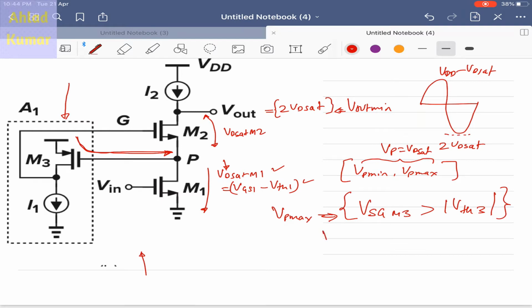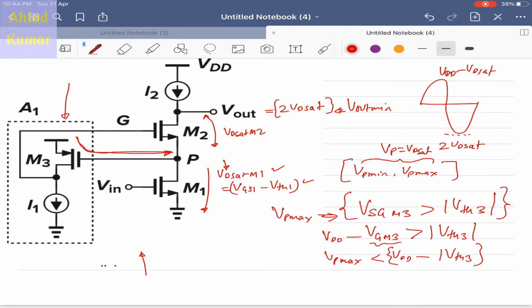So what is VS? VS is VDD. What is VG? That is VG of M3, let us say, and this is mod of VTH3. So VG of M3 is basically the VP max. So the VP max has to be less than VDD minus mod of VTH3. So this is the maximum value that you have for VP max.